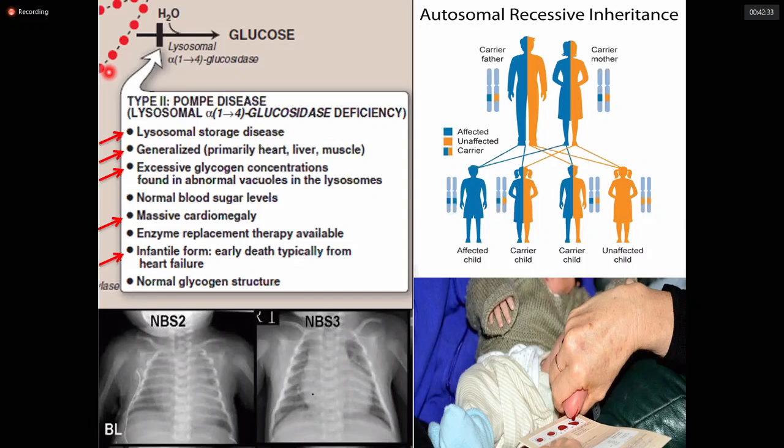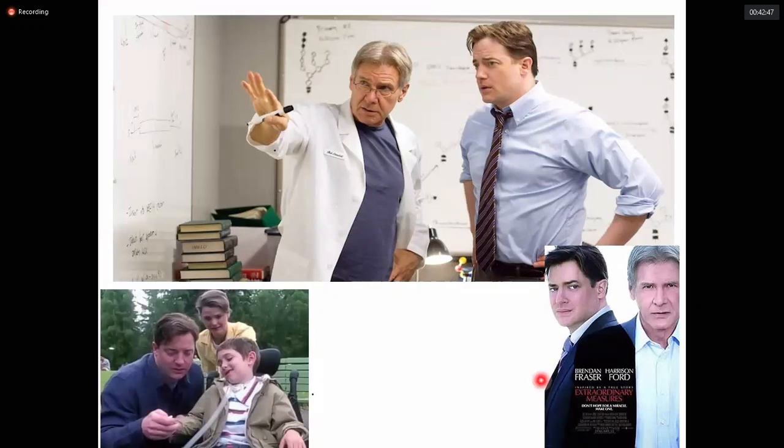It's an autosomal recessive disease and these are the clinical manifestations of the individuals. And you can see here the type of the test that they do in order to diagnose Pompe disease. It's type 2 glycogen storage disease. And just have a look at this movie.